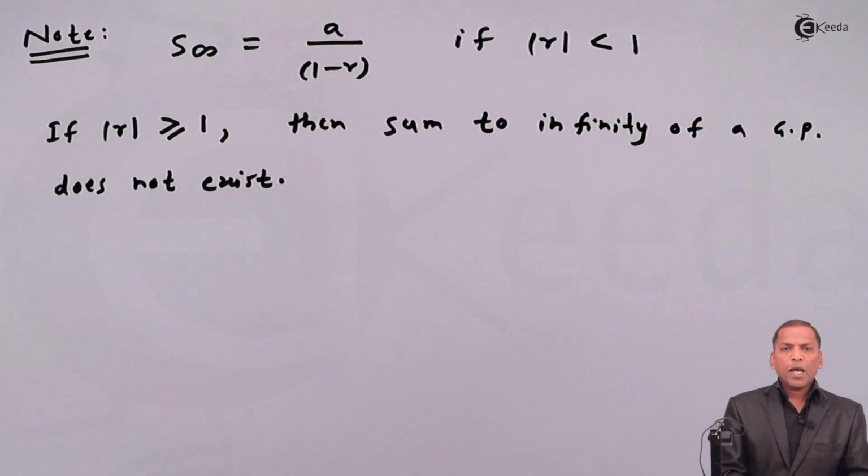It means S infinity is equal to a upon 1 minus r. This formula is applicable if the modulus of r is less than 1. And if the modulus of r is greater than or equal to 1, the sum to infinity does not exist.